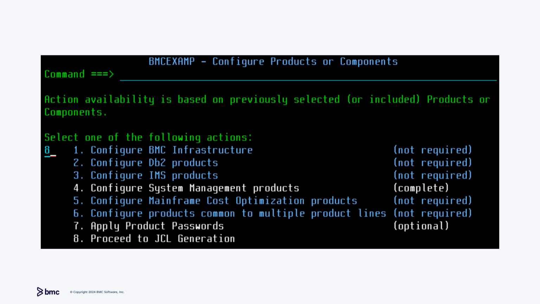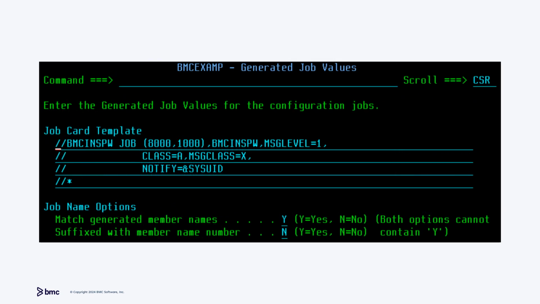This returns us to the Configure Products or Components submenu, where we're going to enter the number 8 to proceed to JCL generation. The Generated Job Values panel should already be filled out from when you created the installation jobs. However, this is the time to make changes if necessary. Once done, hit Enter.